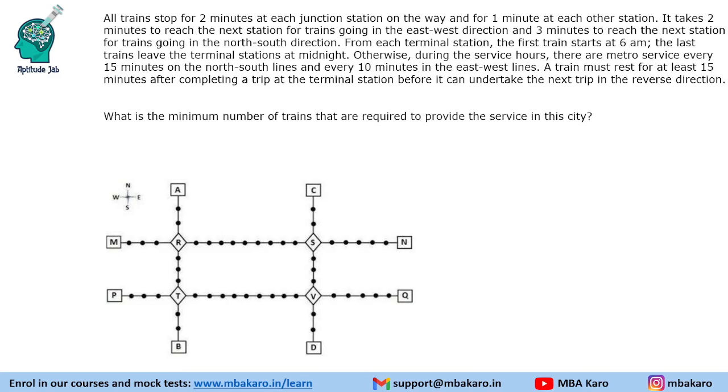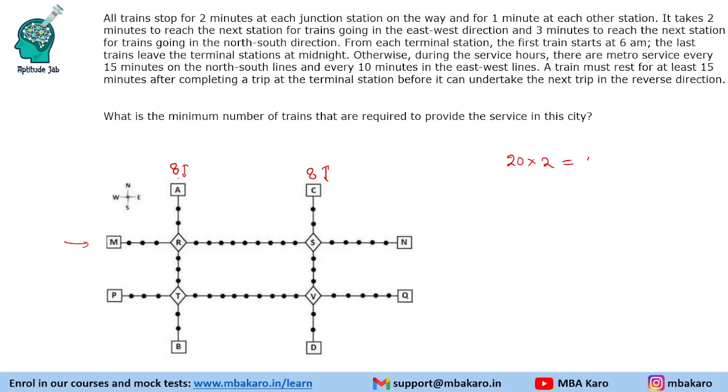What is the minimum number of trains that are required to provide the service in this setting? So we already figured out in the previous question that we need 8 trains in this route and 8 trains in this route. Now we will do the same activity for the east-west route and find out how many trains are needed. So first let us cover the travel time. So we have 1, 2, 3, 4, 5, 6, 7, 8, 9, 10, 11, 12, 13, 14, 15, 16, 17, 18, 19, 20 stations. So we have 20 stations.